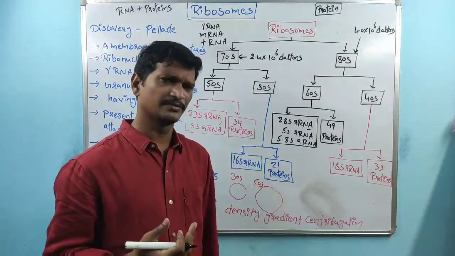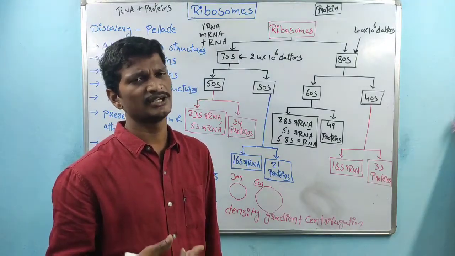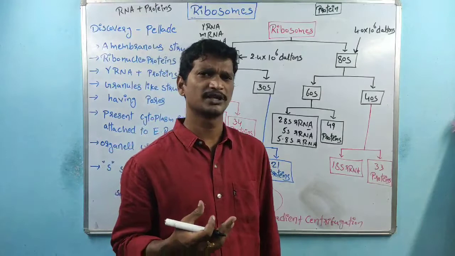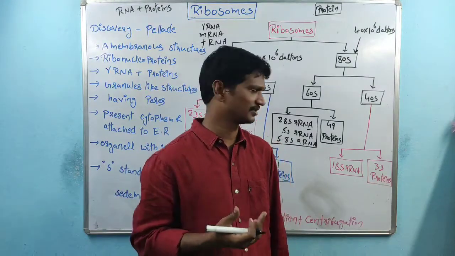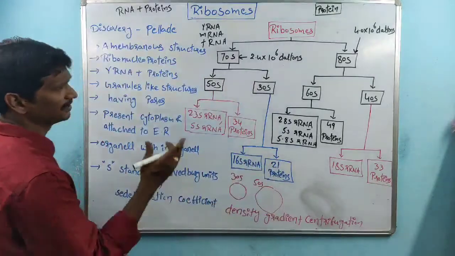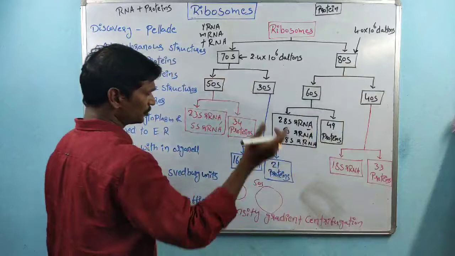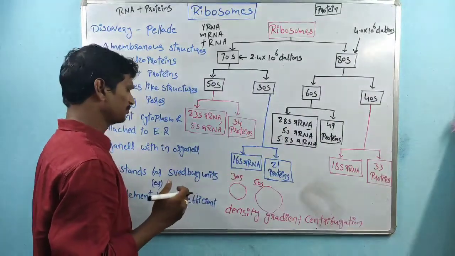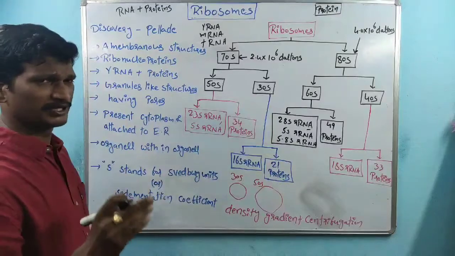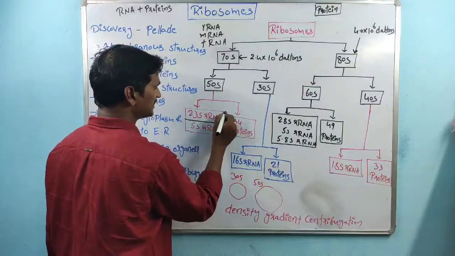Simple. Any subunit has two components: one is the rRNA component, the other is the protein. I already said ribosomes are made up of a combination of rRNA and proteins. Right? So that is about the large and small subunits of the 80S ribosome. So that is about the composition of the ribosomes.